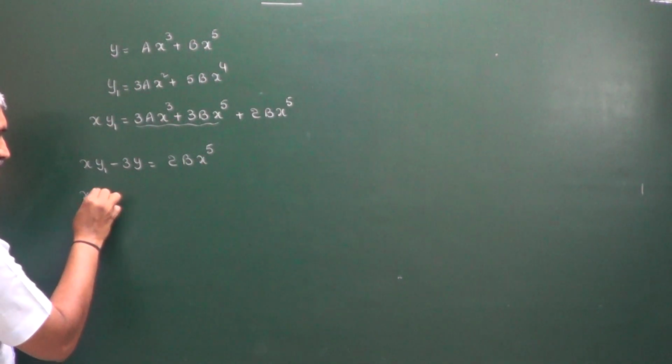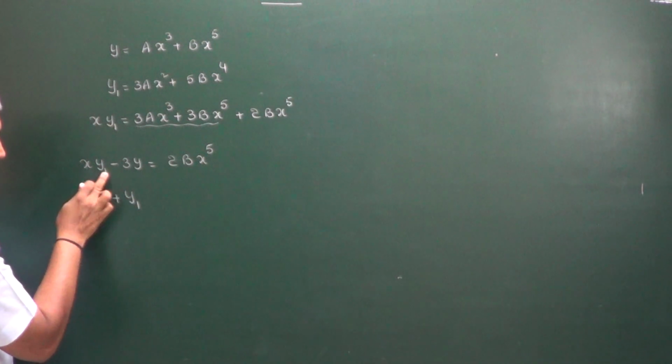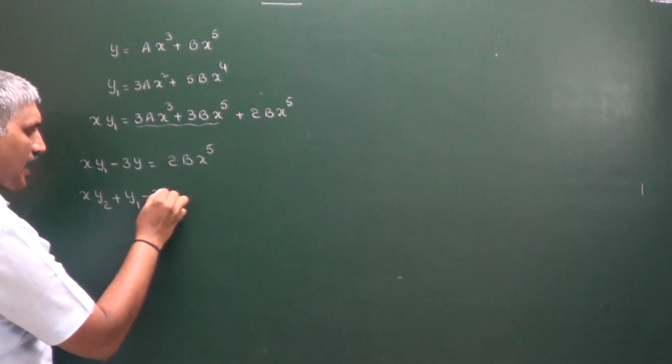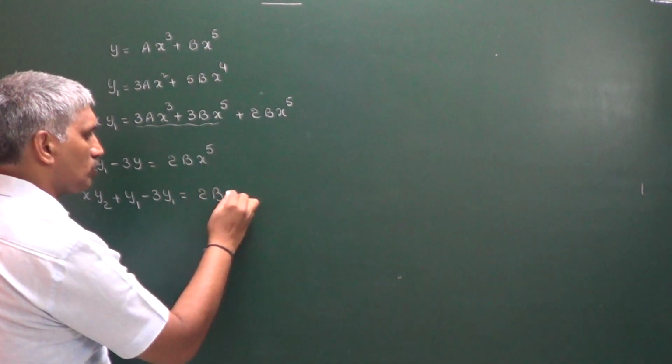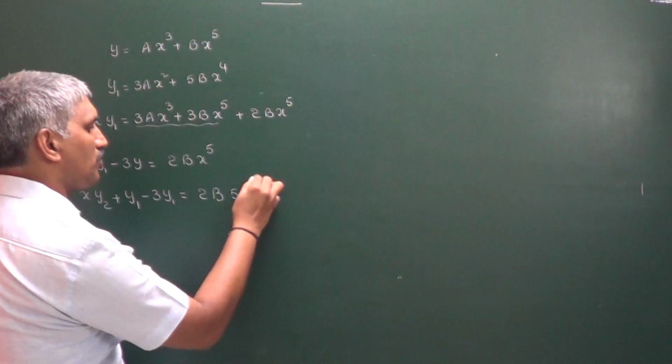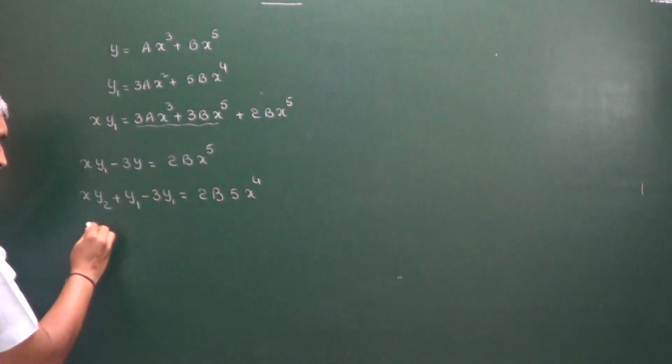Its differentiation, applying the UV rule, is x y2 + y1 - 3y1 = 2 · b · 5 x⁴. That is the differentiation of x⁵ again. Now again multiply with x.